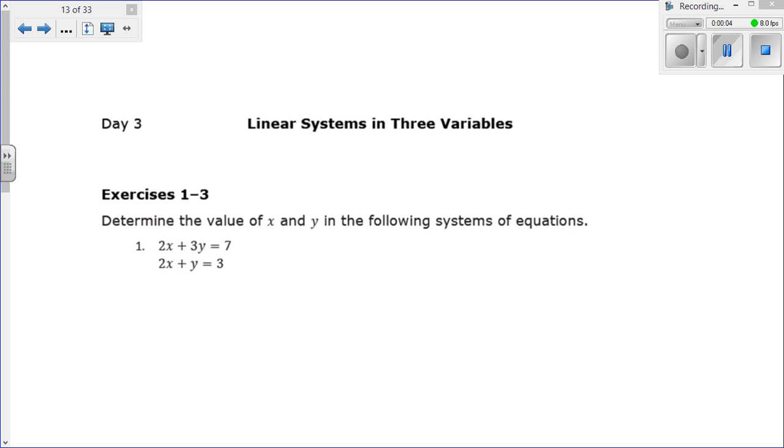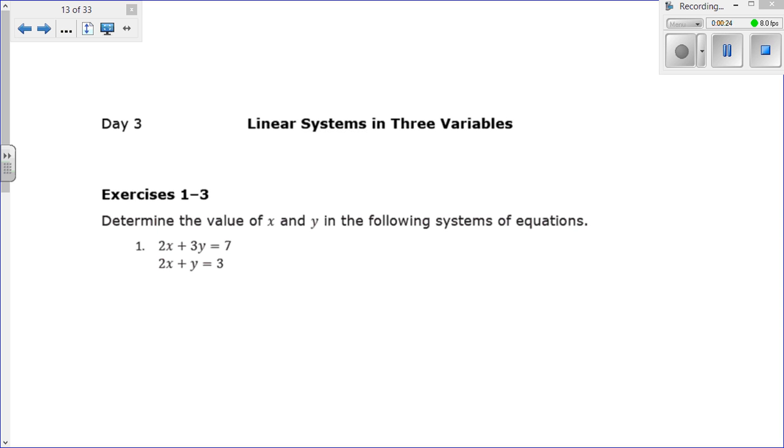Hi, and welcome to Radicals and Systems, Day 3. Today we're getting rid of radicals, and we're going to talk about systems of equations in 3 variables, but we're going to start out with reviewing solving systems of equations with 2 equations with 2 unknowns.